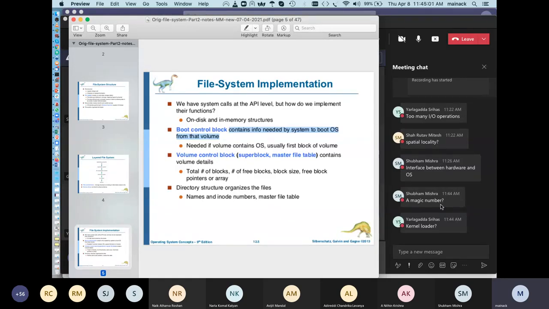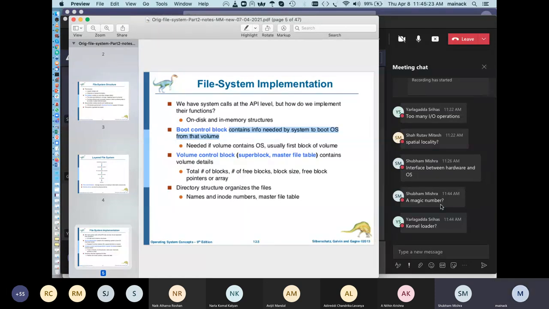So Srihash, when you told the magic number, Shubham, what do you mean by that? You can unmute yourself and explain perhaps instead of writing a long answer. I mean, sir, there must be a number in the first sector of the first block. Let's not talk about sectors anymore.